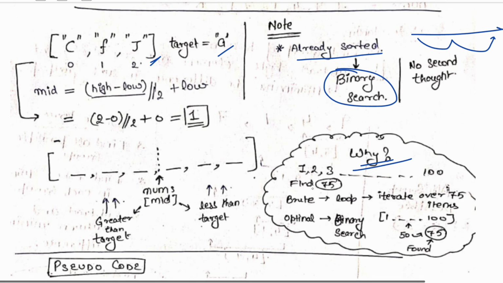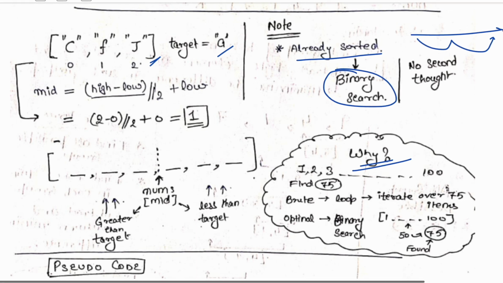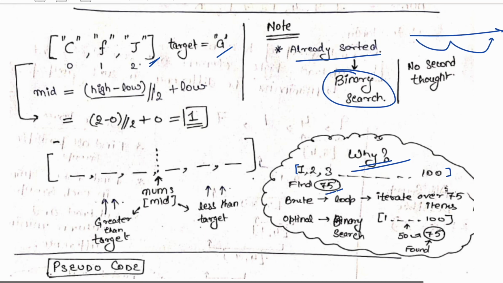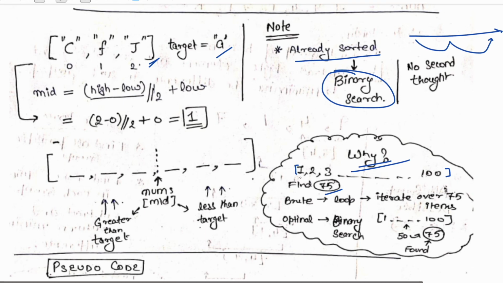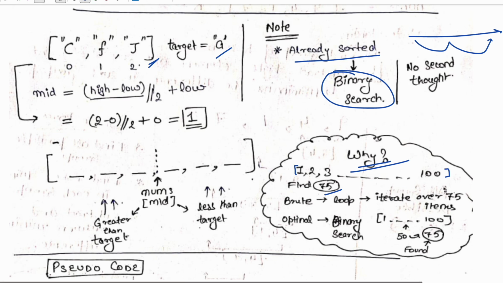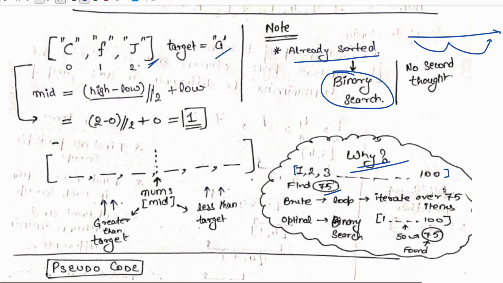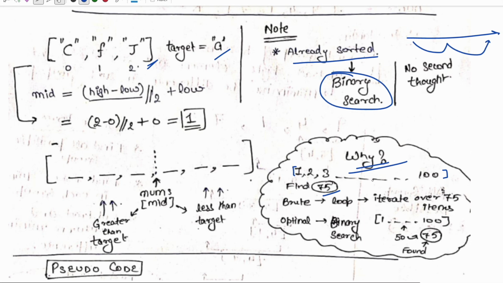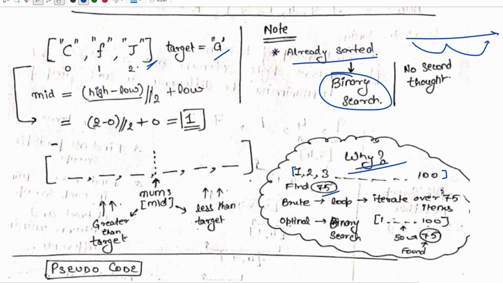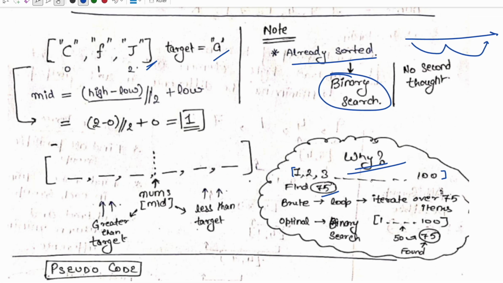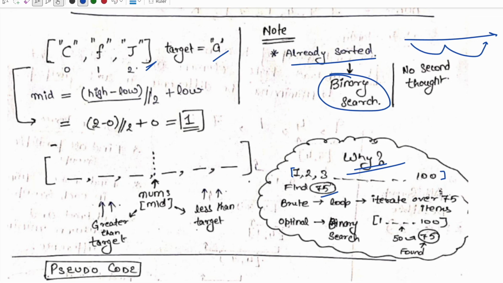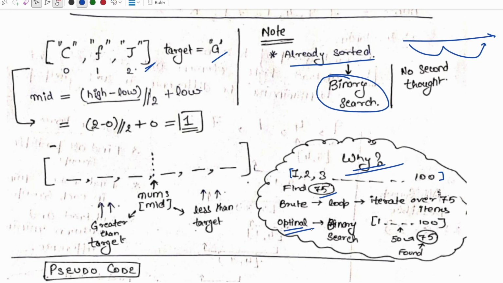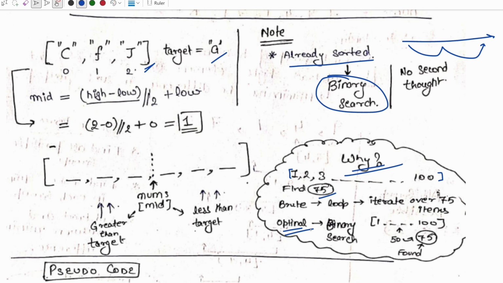So if we are given an array from 1 to 100 and we need to find 75, the brute force approach will be we go one by one, we loop and iterate over 75 elements, and then we'll find 75. Am I right? So in an array 1 to 100, we have to find 75. It will be at the 75th position. I think everybody will be clear.